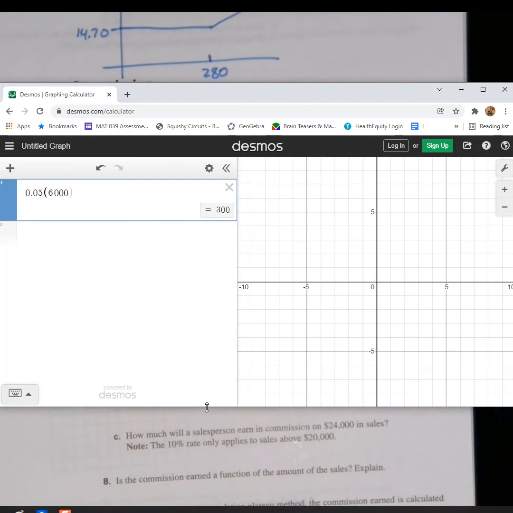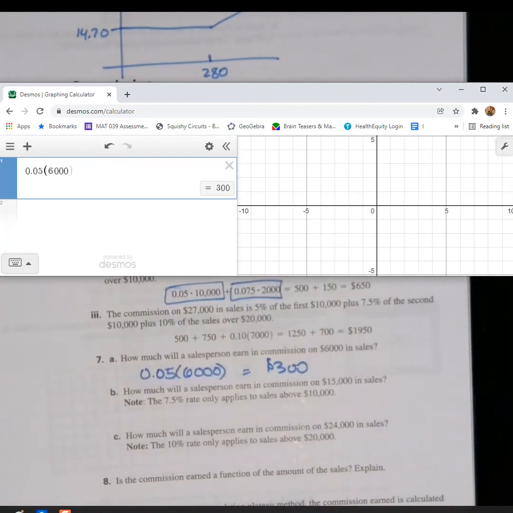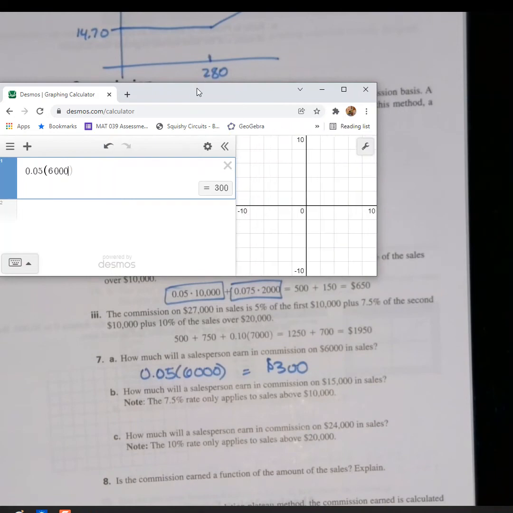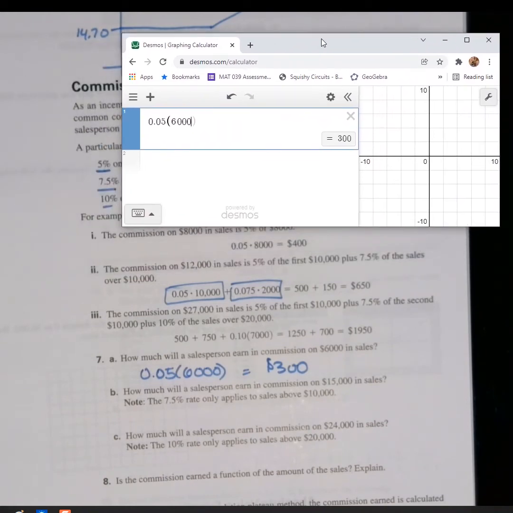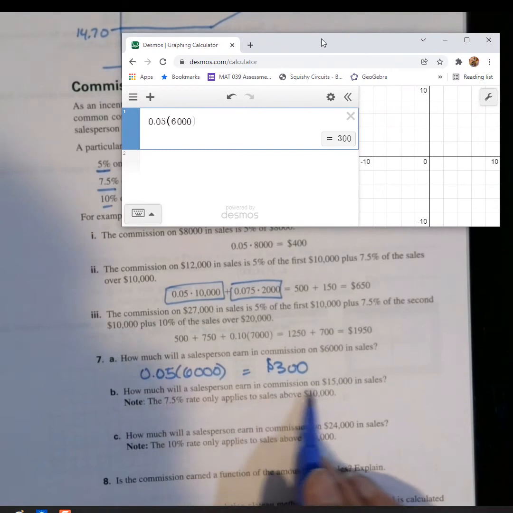All right, let me pull my screen up a little bit. I don't think I need my graph to be so wide anymore. Keep my Desmos window up here. How much will the salesperson make on $15,000?